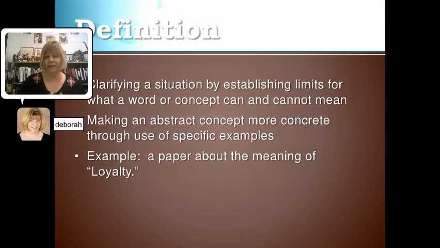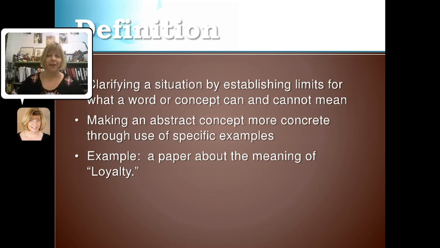Now, the third type of organizational pattern is known as a definition. This is when you're trying to clarify something that may be a more abstract concept. So you're trying to establish the limits for what you mean about a particular thing that you're talking about. And this is to make an abstract concept more concrete, usually through specific examples.